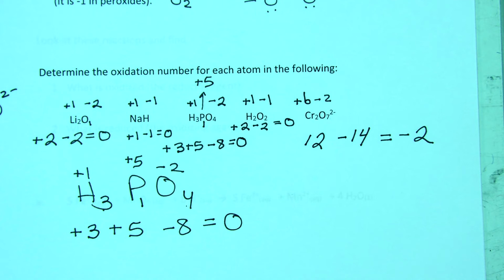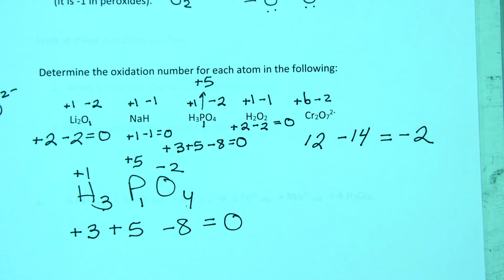Now, as a beginner, you look at that and you're thinking, well, wait a minute, chromium doesn't make a +6 ion. Well, no, it doesn't. It makes a 2 or a 3. But is this an ion? No, this is chromium hooked up with a bunch of oxygens in a polyatomic ion. So it appears that the chromium has lost even more electrons than it has.